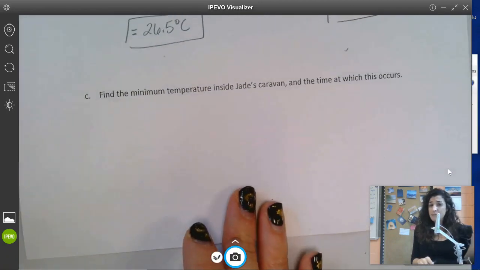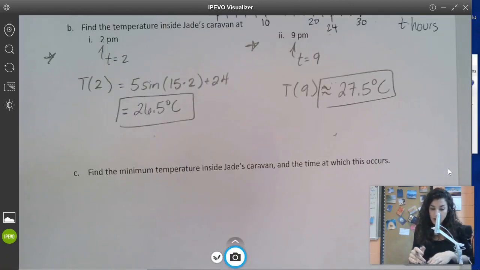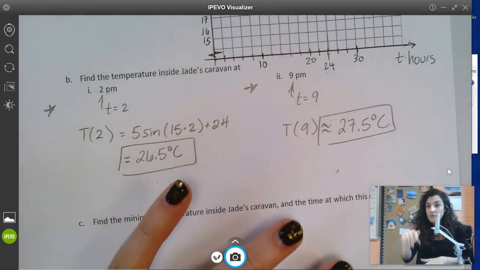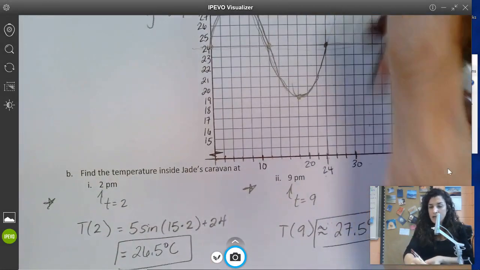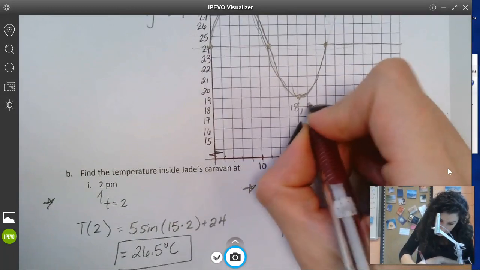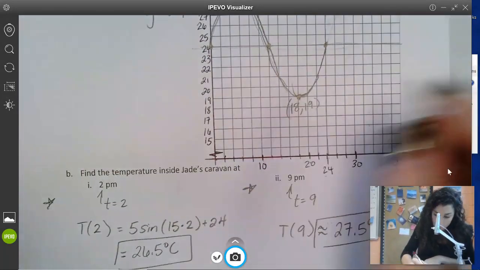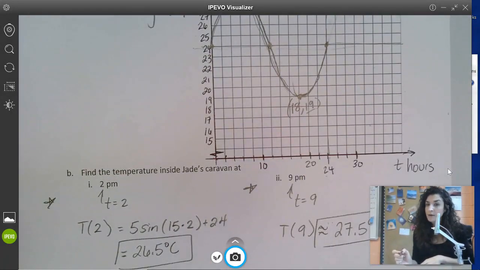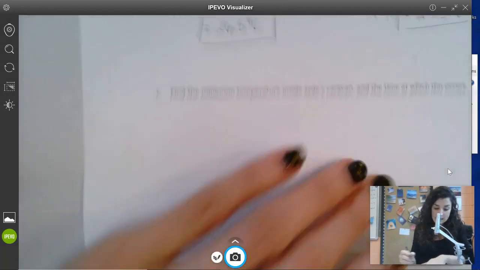We then need to find the minimum temperature, which when we graphed our graph, we already grabbed, right? Our minimum temperature is here, at 18, 19. So we knew that our minimum temperature, which is your y value, is 19 degrees.